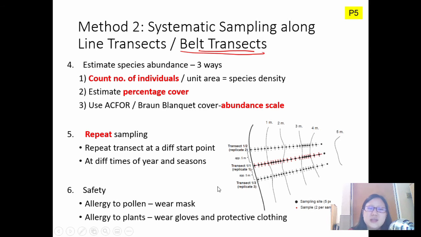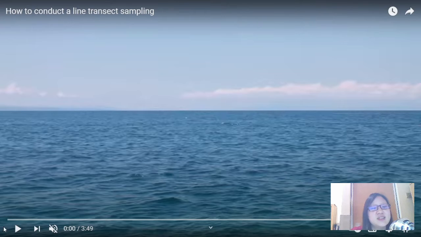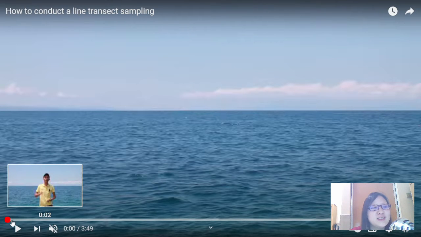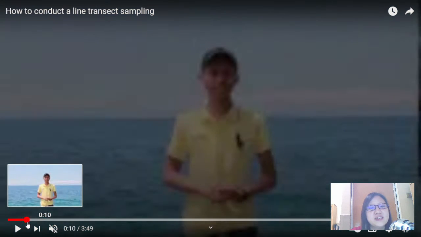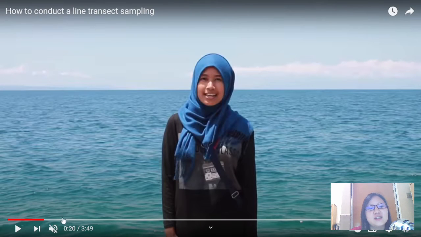I feel it's kind of intuitive, okay? I think it kind of makes sense too. But let's look at a video so that we can have a visual of how it really works. So this is a video of how to conduct line sampling. I think they're either Indonesians or Malaysians, I'm not sure, but they're extremely cute. Anyways, I'll let you watch a little clip and I'll take over from there.